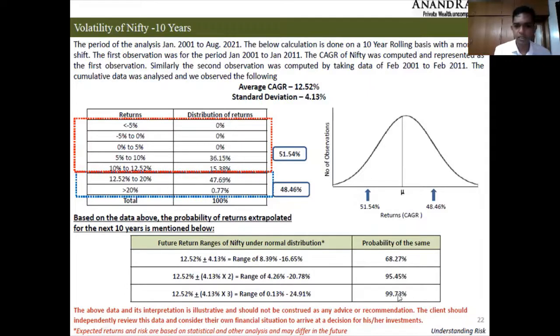there is a 68% probability on a long term that our returns would be between this range, sir, 8.39 to 16.5 at one standard deviation. At two standard deviations, which is a 95% probability, the returns would be in this range, sir, 4.26 to 20.78, and at three standard deviations it is 0.13 to 24.19. By this slide, what we are trying to say is, on a long term, sir, people will not lose money in the equity market, sir.